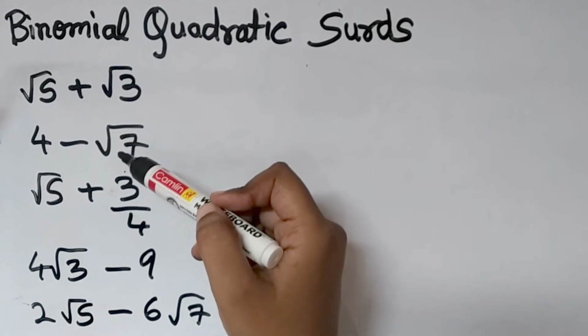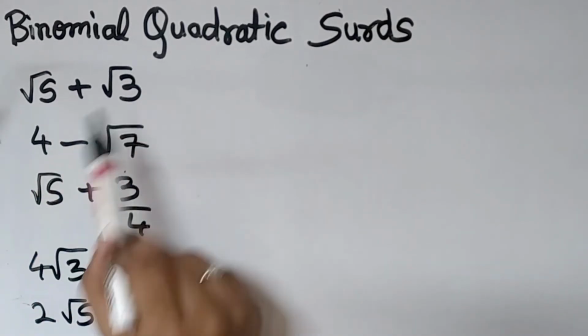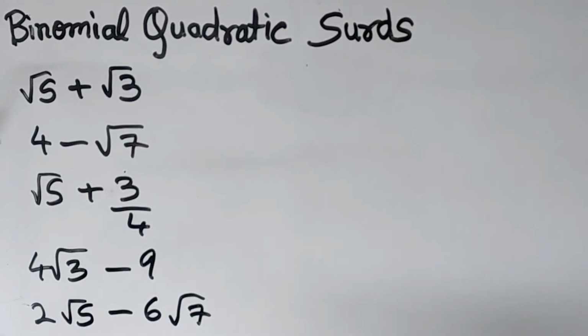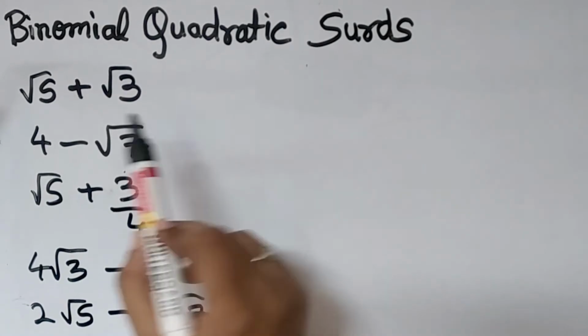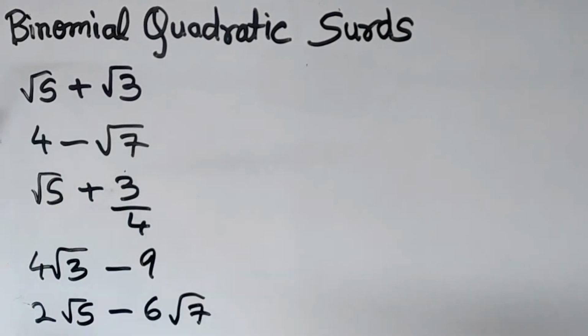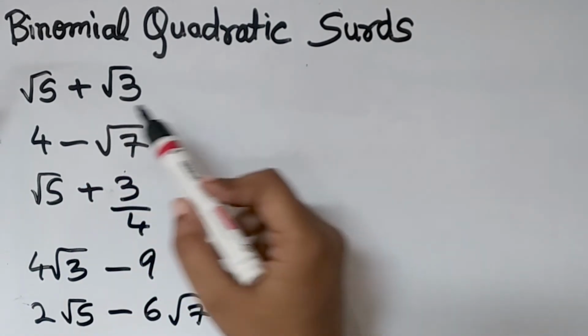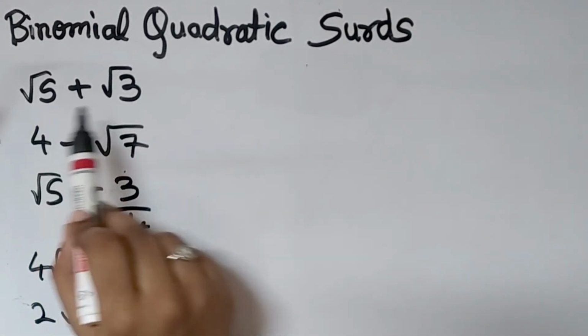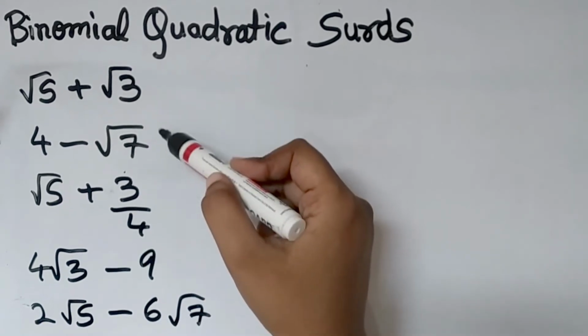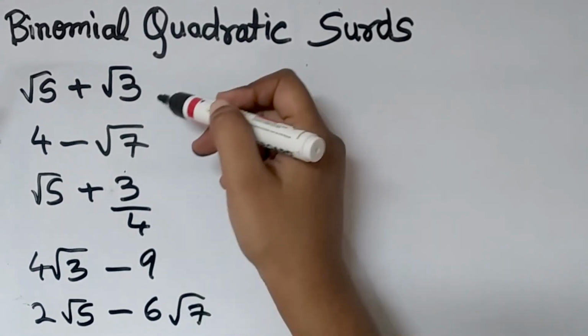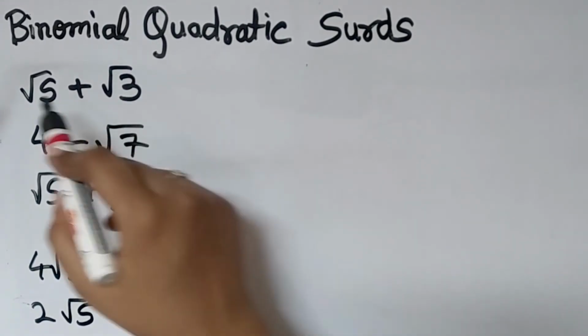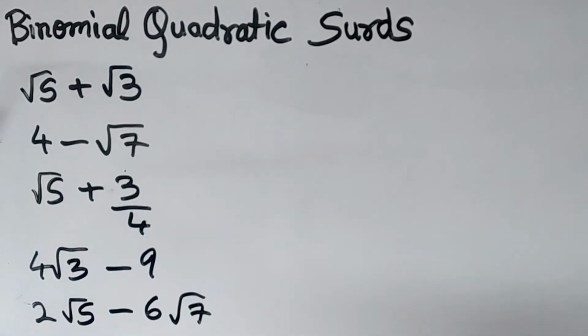So any one term is a surd or both terms are surds. Anything can be there. Okay. Here see, only one term is a surd, but here both the terms are surds. Okay. So anyway, binomial quadratic surds means it should be an expression of two terms containing quadratic surds. Okay. So we can have one quadratic surd or both the terms can be quadratic surds.